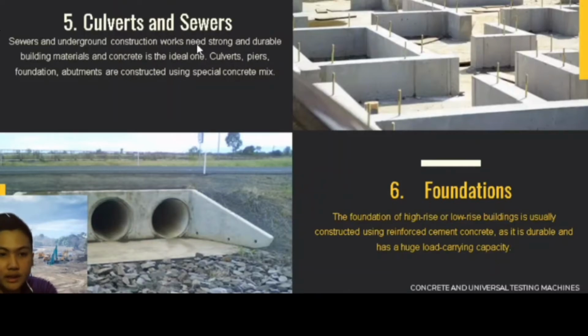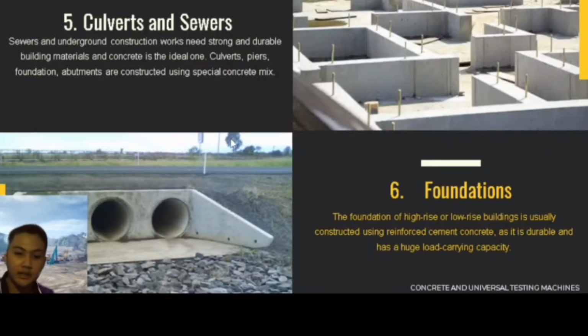Sewers and underground construction works need strong and durable building materials, and concrete is the ideal one. Culverts, piers, foundation, abutments are constructed using special concrete mix.